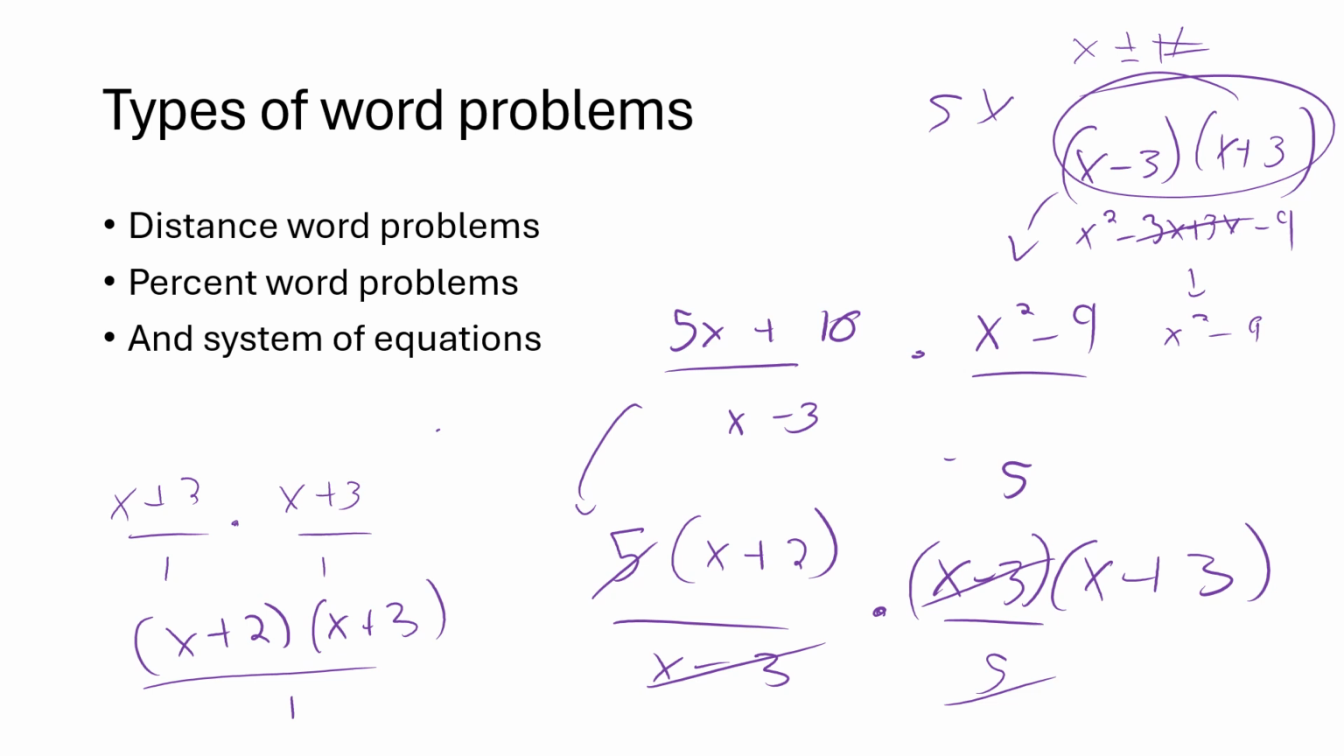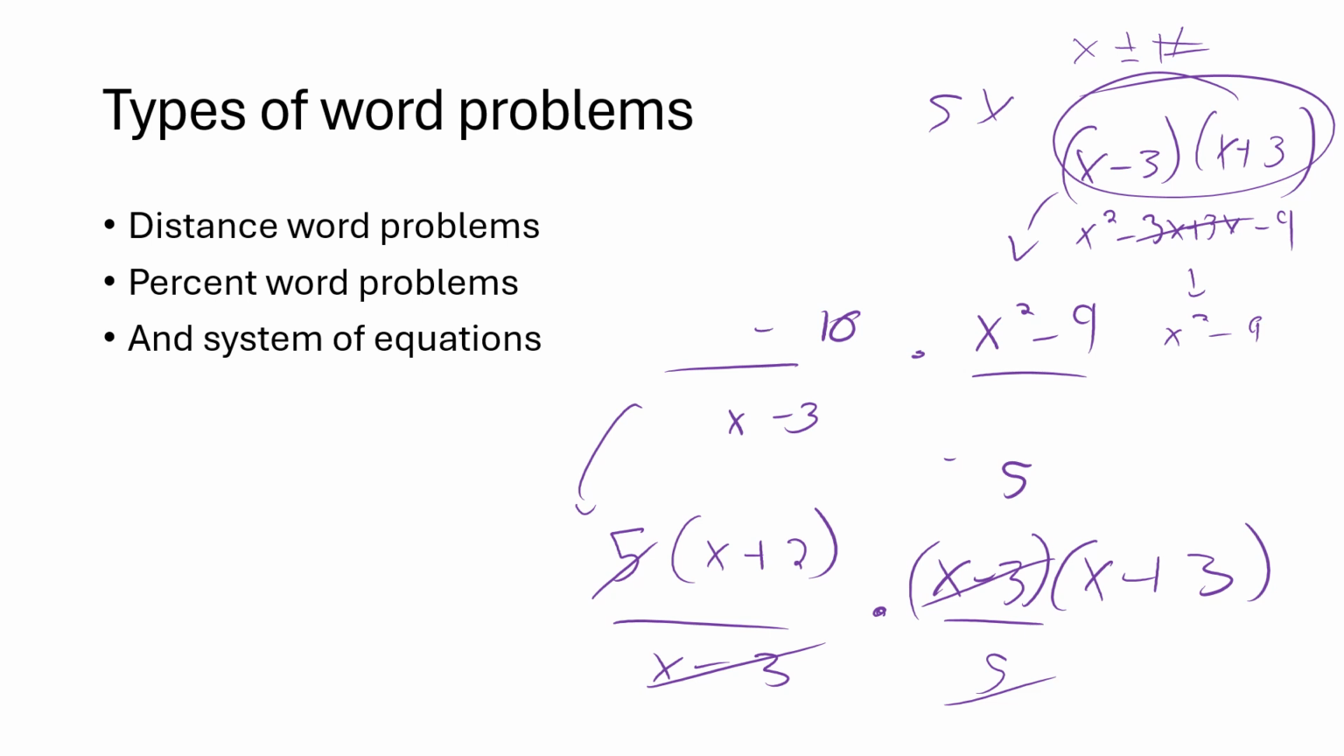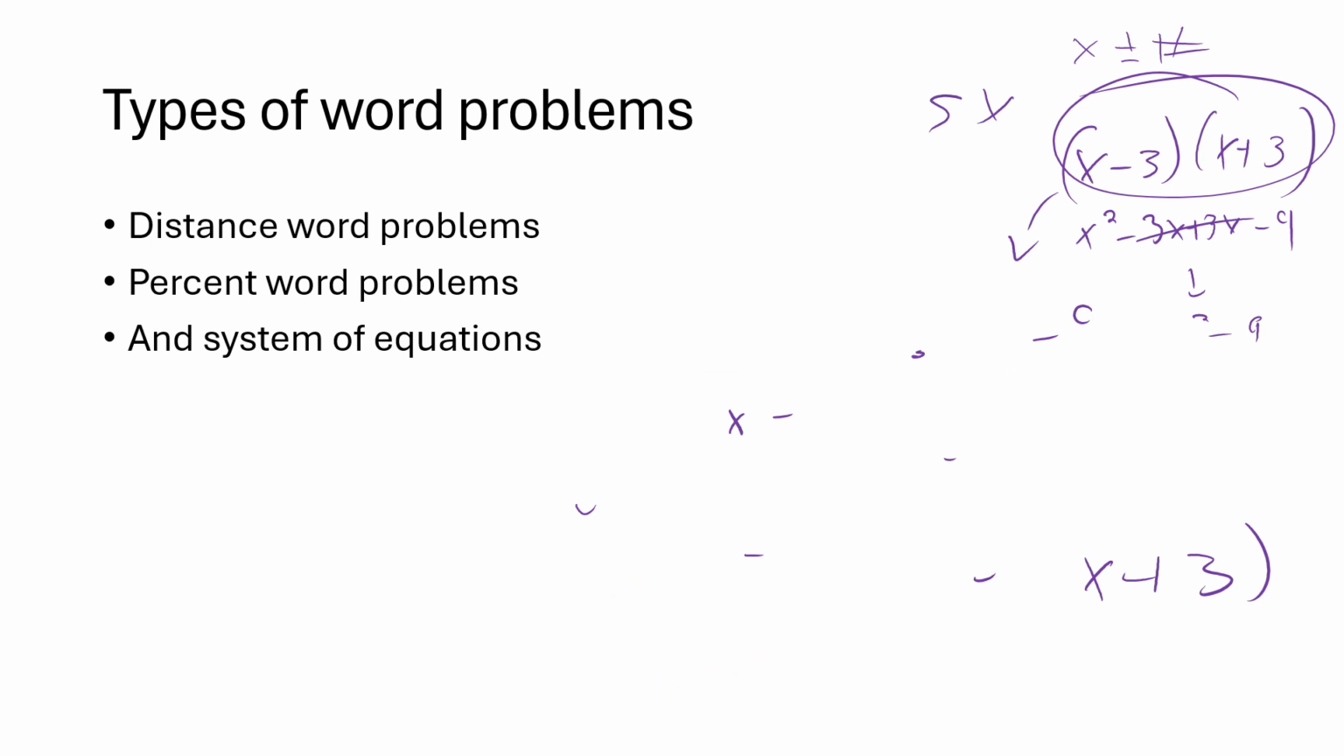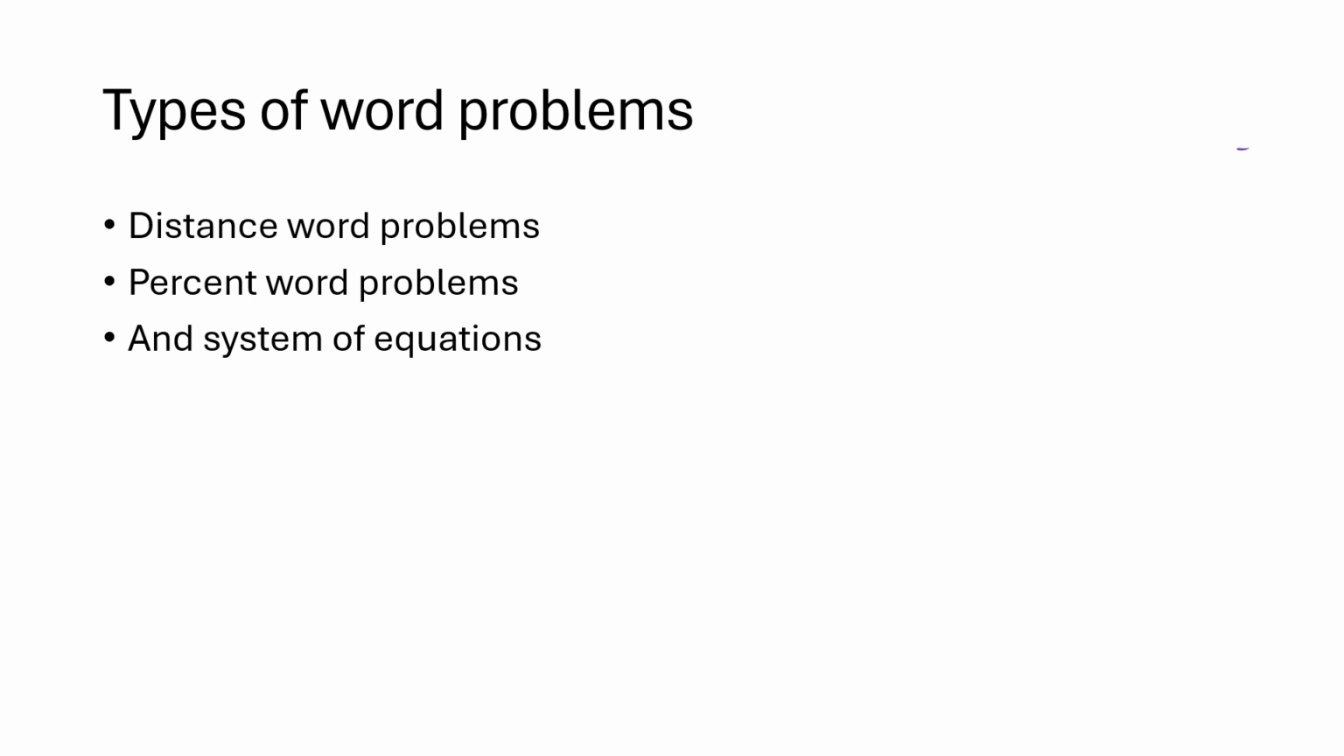But enough of these rational numbers, let's get on with the types of word problems that we have. There are 3 types of word problems that can show up. I'm not going to say that these are the only word problems that you have. These are some that probably show up really commonly. We have distance word problems.